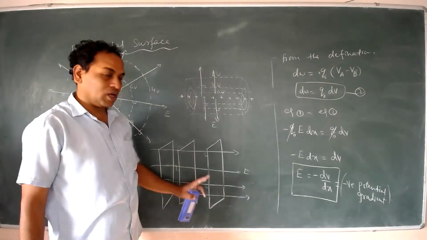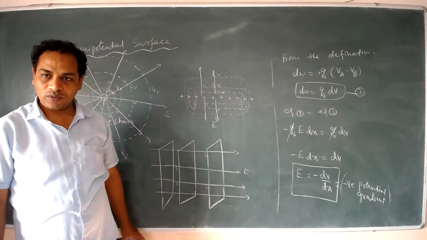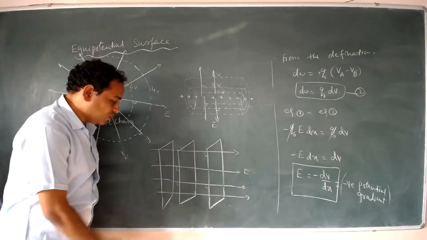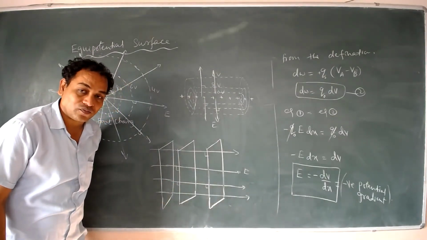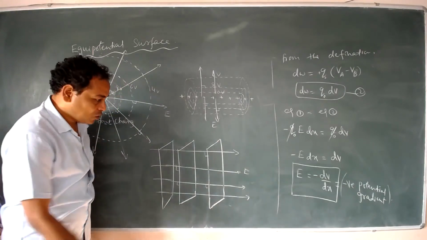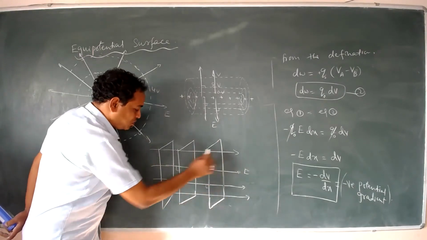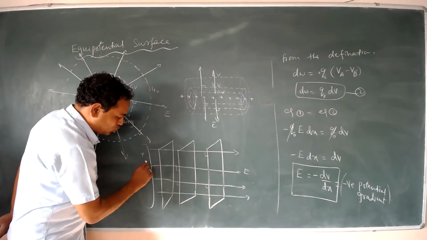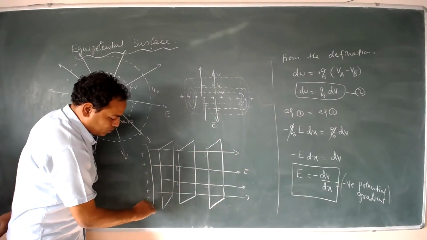So these are the electric field lines. What I'm saying is, the electric field starts from where? From the positive charge only, right? So the electric field is coming from this side, so definitely somewhere here a positive charge will be there.